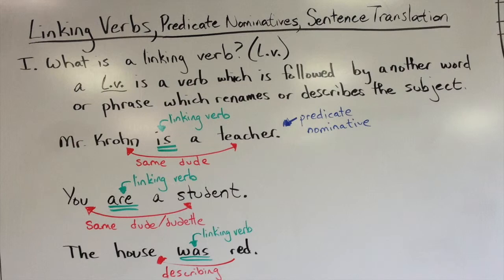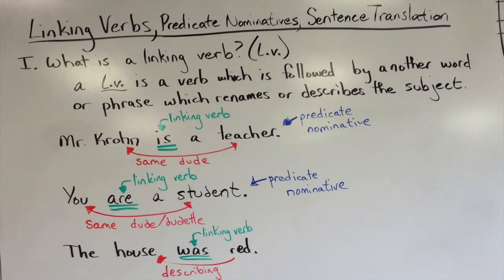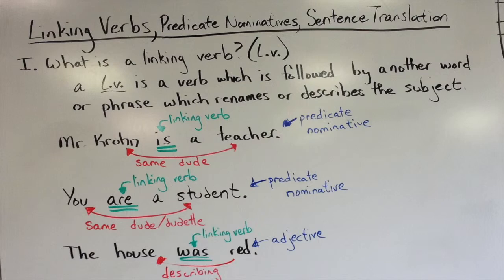In the second example, and you should make sure that you have both of these examples written down, you are a student. Student is a predicate nominative because it is renaming you and is after that linking verb, are. And make sure you go back in your notes and write this down and label this. In our third example, the house was red. Red is not a predicate nominative because it is not a noun. A predicate nominative must be a noun. In this sentence, the house was red. Red is an adjective.